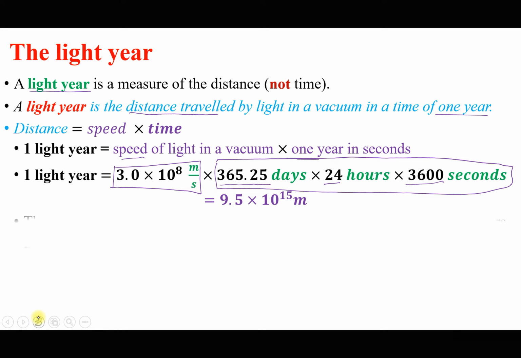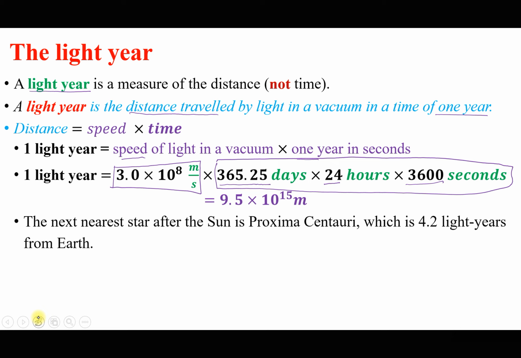Think about the next star to us after the Sun, which is called Proxima Centauri. Proxima Centauri is about 4.2 light years away from the Earth. If you were to change this to meters, if 1 light year is 9.5 times 10 to the power of 15 meters, then Proxima Centauri is going to be 4.2 times 9.5 times 10 to the power of 15 meters from us. That is the nearest star to us after the Sun.